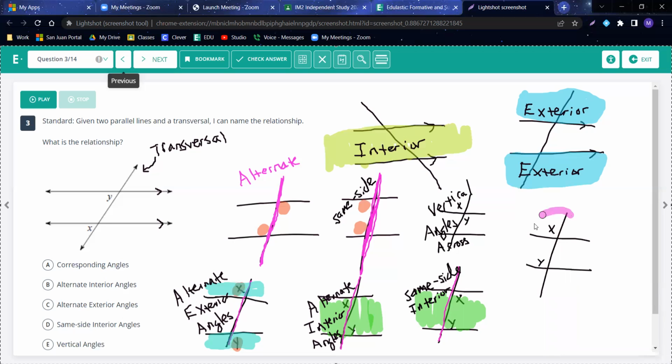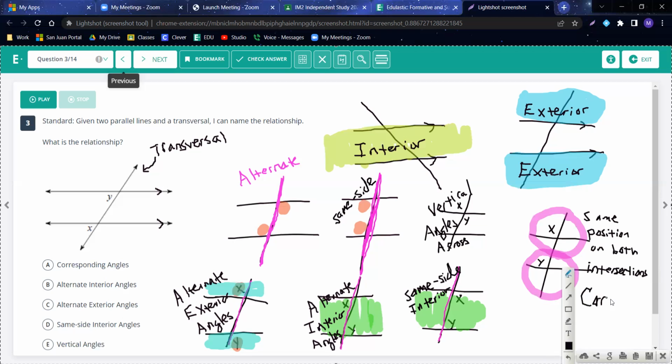You've got one on the top cross and one on the bottom cross, but they're in the same position. So same position on top and bottom cross, what do we call it, a T? Intersection? Yeah, let's call it intersection. So same position on both intersections. They're called corresponding. I realize this is not writing as clean as I would like.